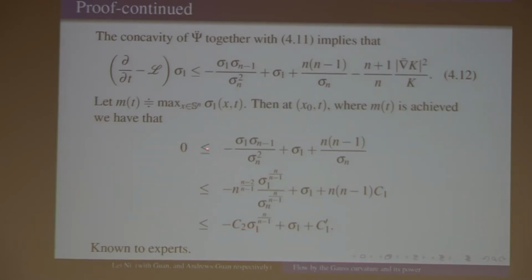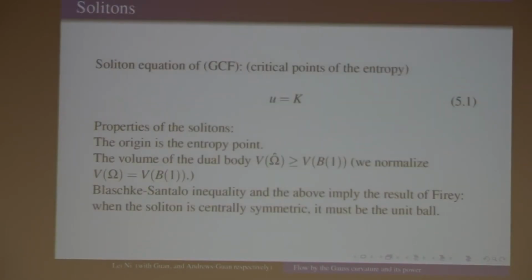So once you have the sigma 1 upper bound, you're done with the business, because you know the trace is bounded from above, and the determinant is bounded from below. So the whole eigenvalue of the symmetric tensor is controlled. Okay, then you're in business. You get all the estimates you want. So that explains the proof of the existence of the solitons.